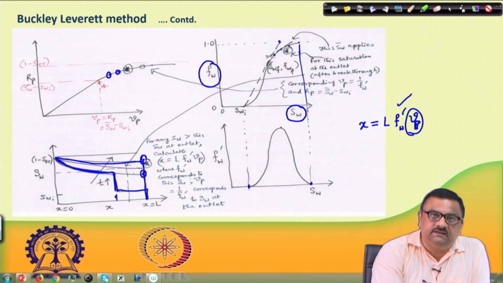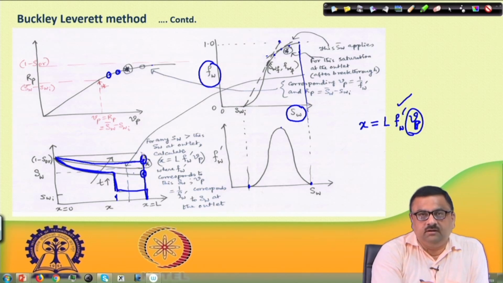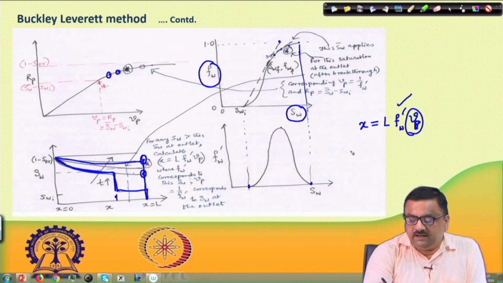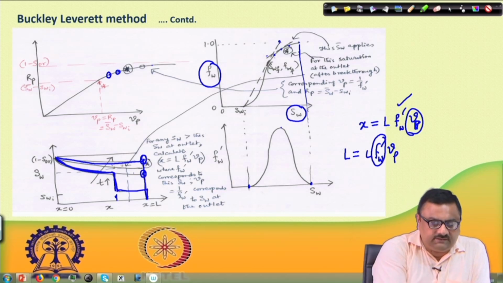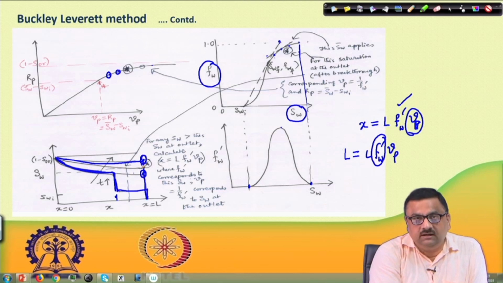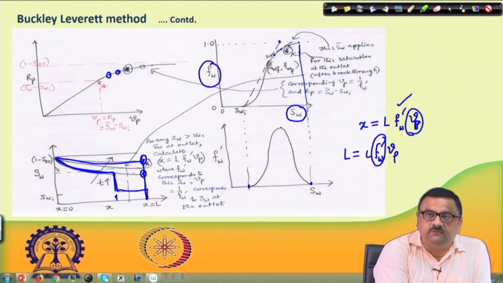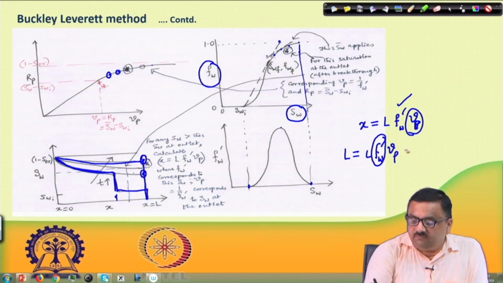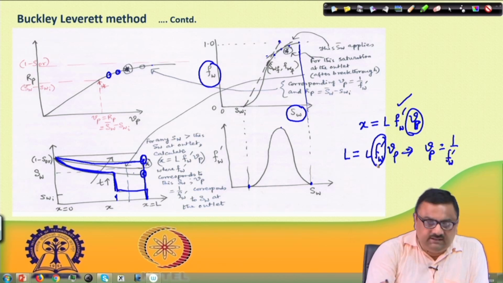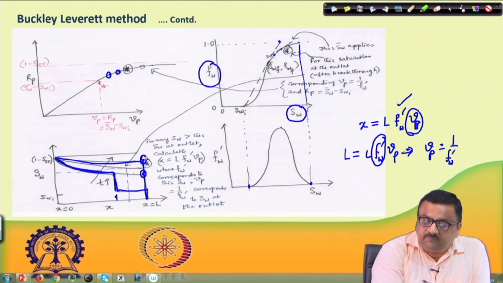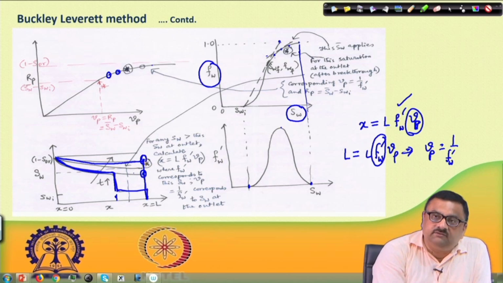Okay. So, to achieve this S w f, what is the V p? V p would be, because then you would put x equal to L, is equal to L f w prime V p, and this f w prime corresponds to this particular saturation packet which has reached the outlet. That means this particular saturation packet for which x equal to L. So, now from this I am calculating V p is equal to 1 by f w prime. So, that means this f w prime is at the saturation at the outlet.